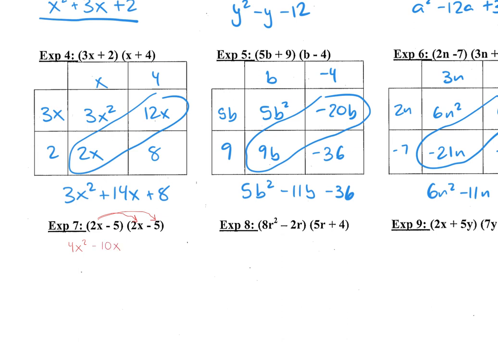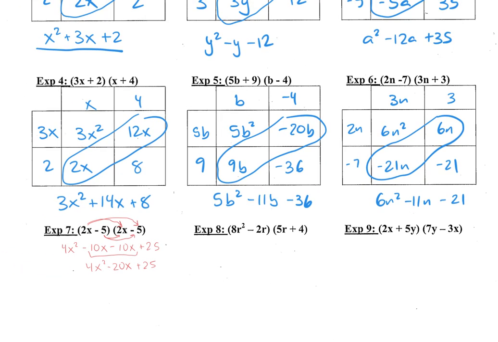Then I'm going to do the others. Negative 5 times 2x is a negative 10x. Negative 5 times negative 5 is a positive 25. Combine like terms, and you've got 4x squared minus 20x plus 25. And that's just the other way. So both ways are equally valid. You're going to pick your favorite and you're going to do that one. Do the last two. When the video pauses, then when it plays again, you'll see the answers.